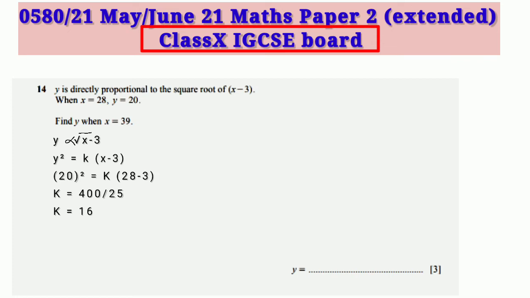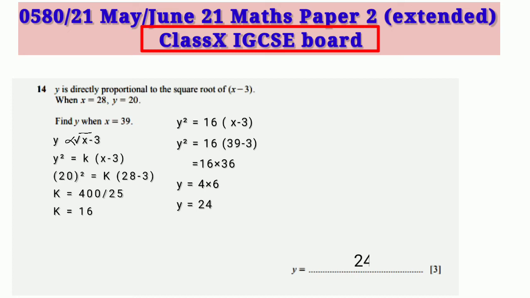We will substitute the value of k and x equals 39 in the equation of proportionality and find the value of y. So we have y squared equals 16(x minus 3). y squared equals 16 into (39 minus 3), 16 into 36. Therefore y equals 4 into 6, or 24.